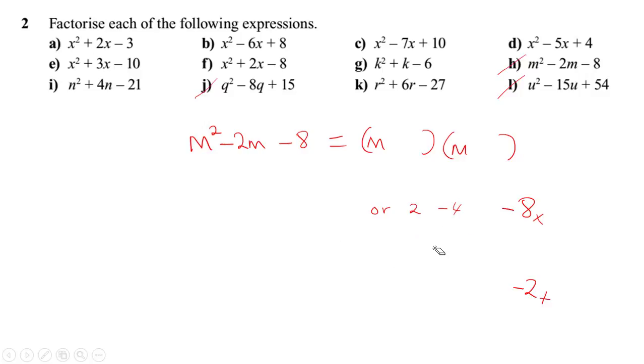Right, so the answer is going to be 2 and negative 4. So I like to put the negative in front and the positive one at the back. So that becomes that. Okay, let's do question J.